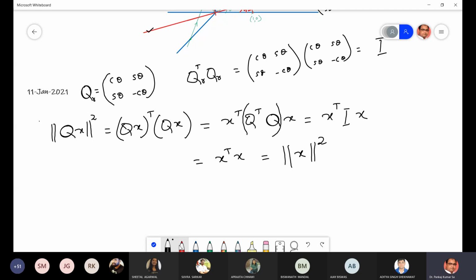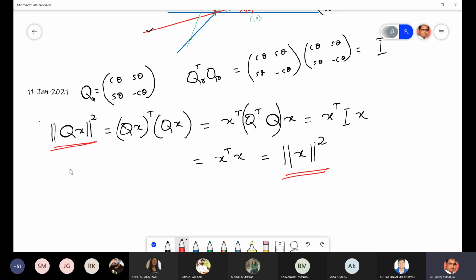So look at this. The vector X subjected through this orthogonal matrix Q, you get the same vector X. It's not the vector actually, it's the length of the vector. That is what this norm means, right? The length of the vector. So the length of the vector X subjected through Q is equal to the length of the vector X.